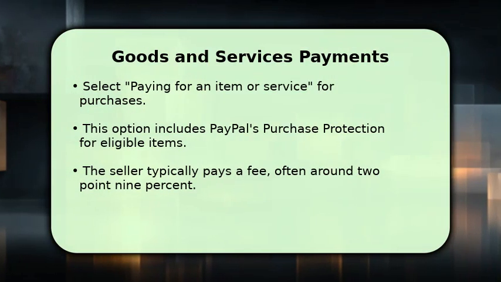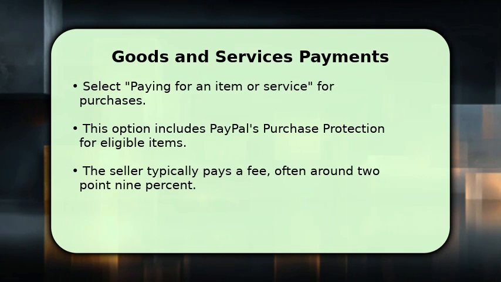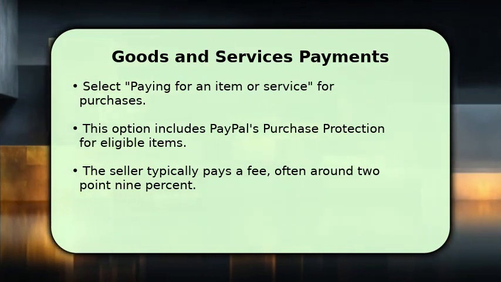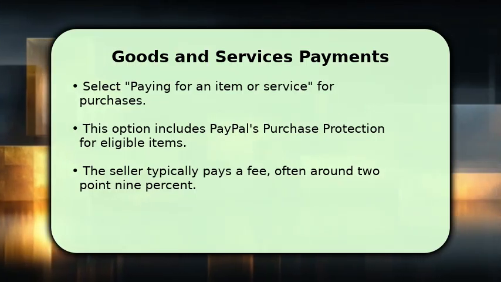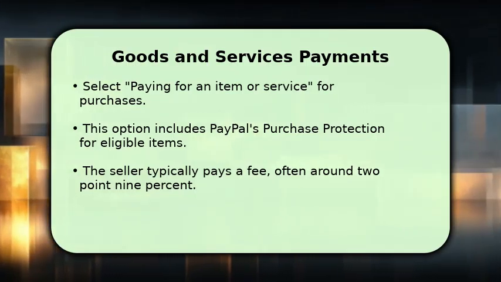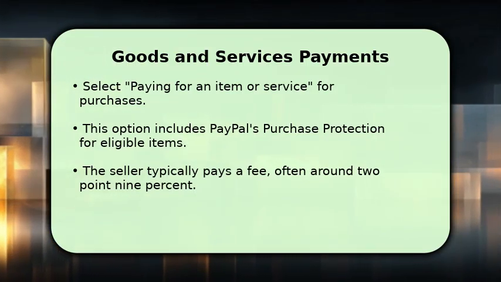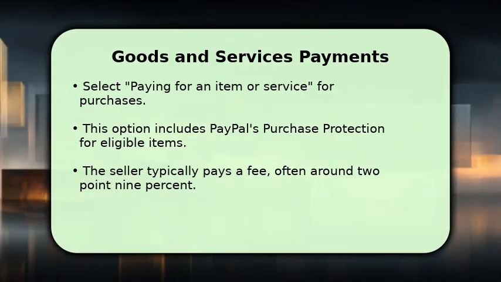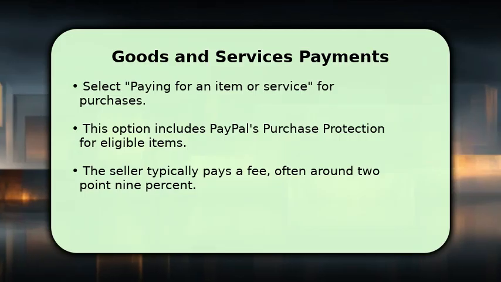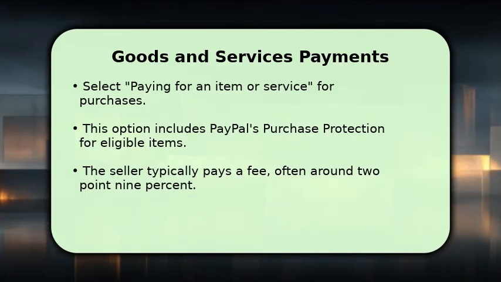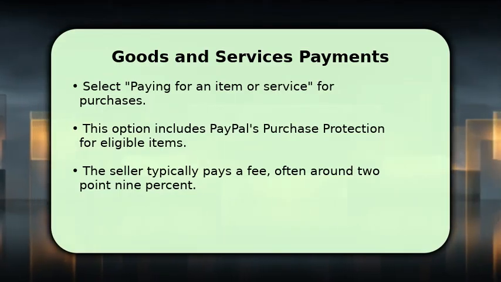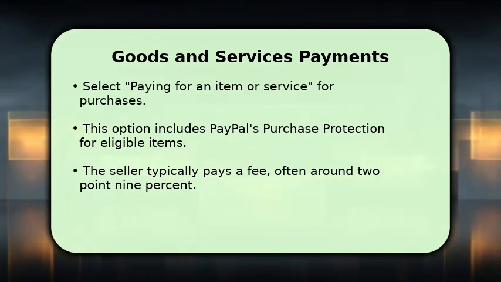For purchases, always choose Paying for an item or service. This crucial option provides you with PayPal's purchase protection, covering eligible items if they don't arrive or aren't as described. While the seller typically pays a fee, often around 2.9% plus a fixed amount, it offers valuable security for you as the buyer. Always use this option when buying from unfamiliar sellers to ensure your purchase is protected.